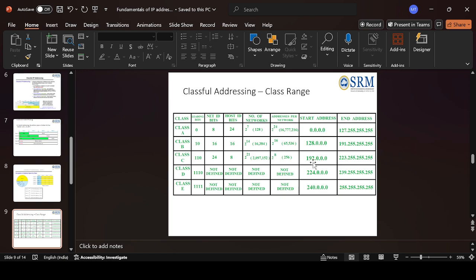So for class B, the starting range will be 128.0.0.0 and ends with 191.255.255.255. And in class C, it is 192.0.0.0 and ends with 223.255.255.255. And in class D, it is 224.0.0.0 and ends with 239.255.255.255. And in class E, it is 240.0.0.0 and ends with 255.255.255.255.